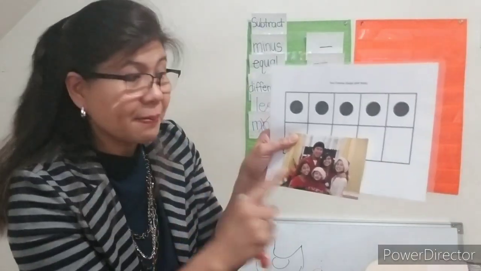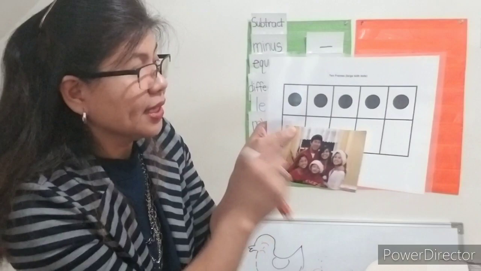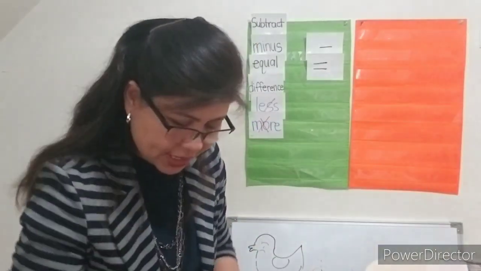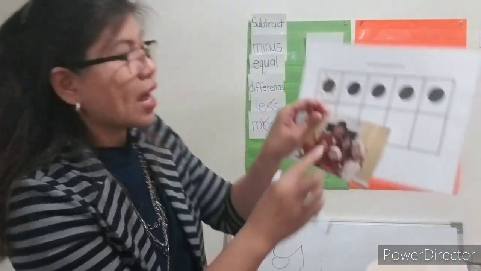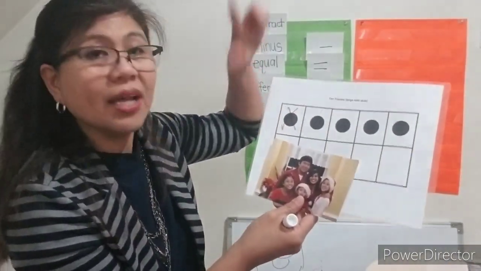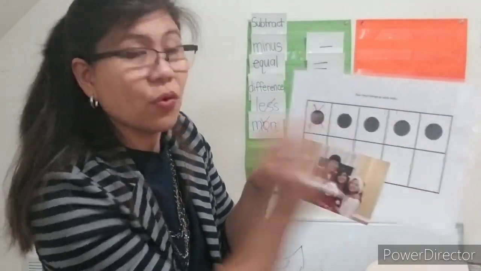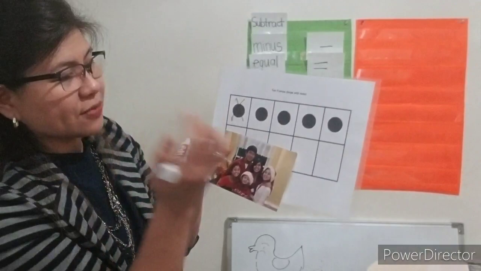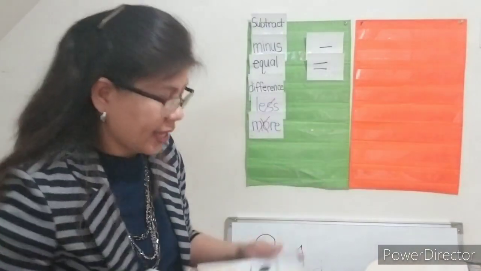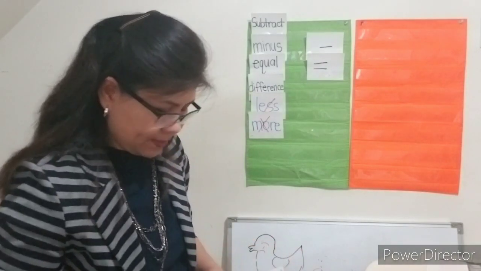But guess what? My kids are now grown. So this boy right here is now out of college. Okay, so he doesn't live at home now. So I X out 1. So 5 kids, 1 went away. How many are left? 1, 2, 3, 4. So what's the subtraction sentence for that? 5 minus 1 equals 4. Okay? 5 minus 1 equals 4. Okay?